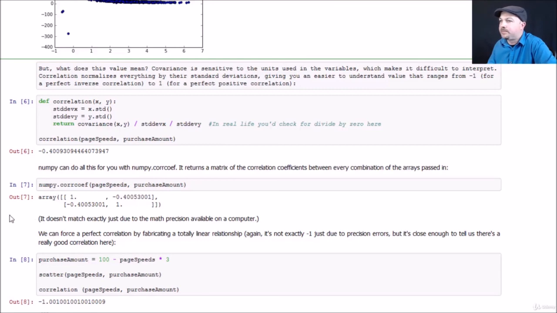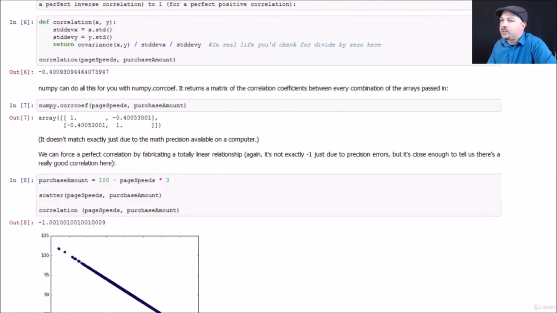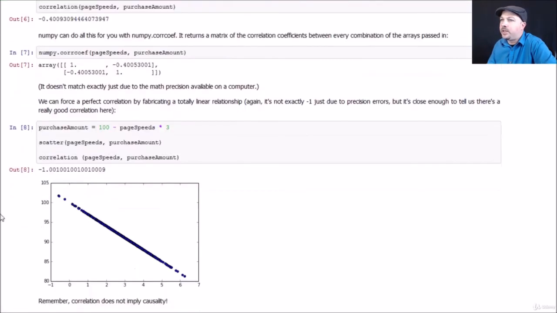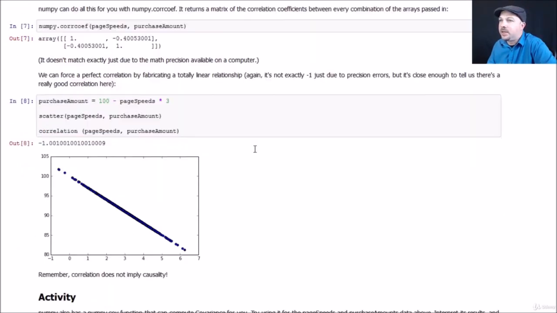Now, we could force a perfect correlation by fabricating a totally linear relationship, and that's what we did in this example. And again, here, we would expect the correlation to come out to -1 for a perfect negative correlation. And in fact, that's what we end up with.